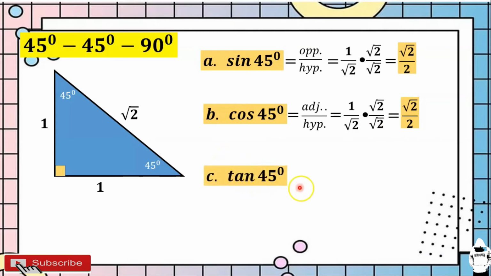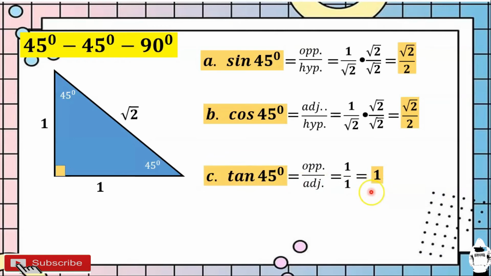Next, tangent 45. So, gagamitin natin yung TOA, which is opposite over adjacent. So, ang opposite natin dyan is yung 1. And then, yung adjacent natin ay 1 din. So, we have 1 over 1. So, again, tangent 45. Ang opposite natin dyan ay 1, and then ang adjacent natin dito ay 1. So, we have 1 over 1, and that is equal to 1. So, tangent 45 is equal to 1.